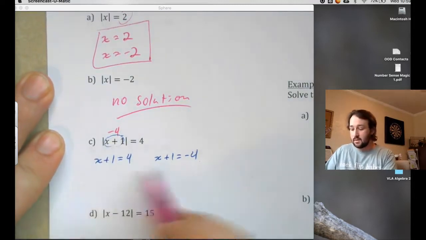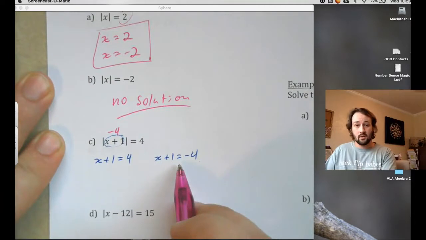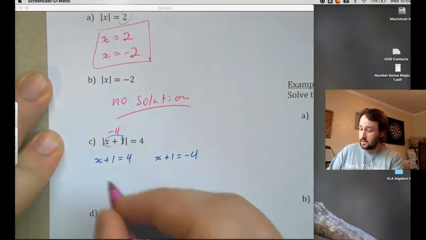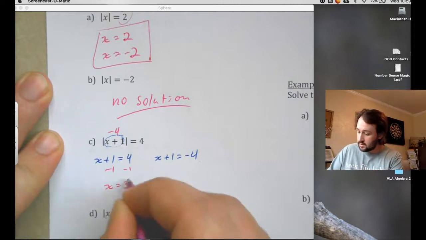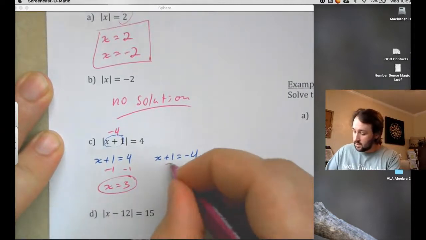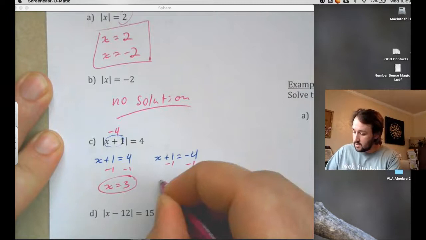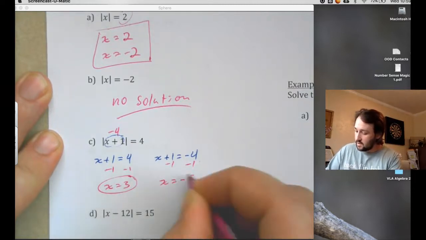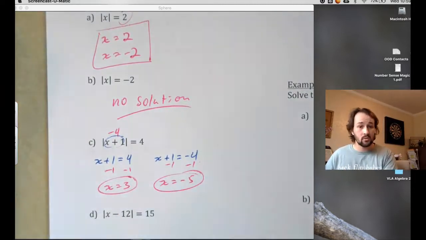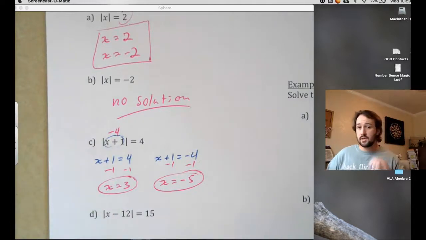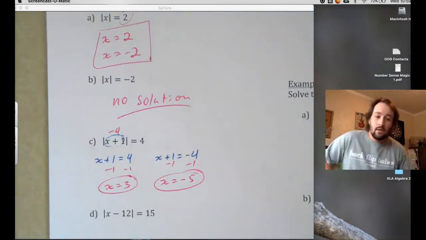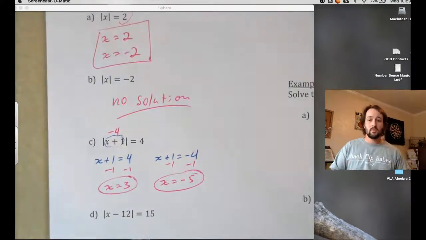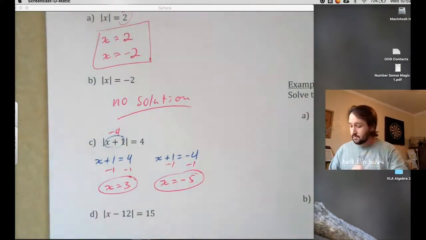So that means if I take both of these equations and I solve them, that's going to be both my solutions. Here I'm subtracting 1, such that x equals 3. There's one solution. And the other one, subtracting 1, x equals -5. There's my other solution. So there's my 2 solutions, right? Essentially, we're going to try to get the absolute value of whatever by itself first, and then we are going to set up the 2 equations and solve them.